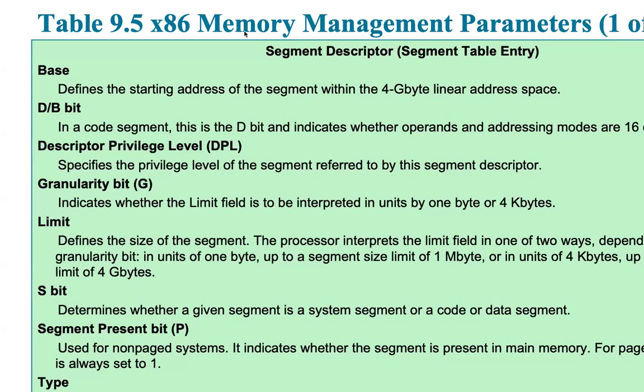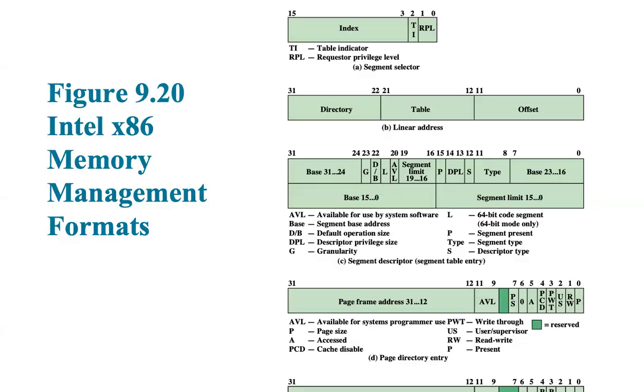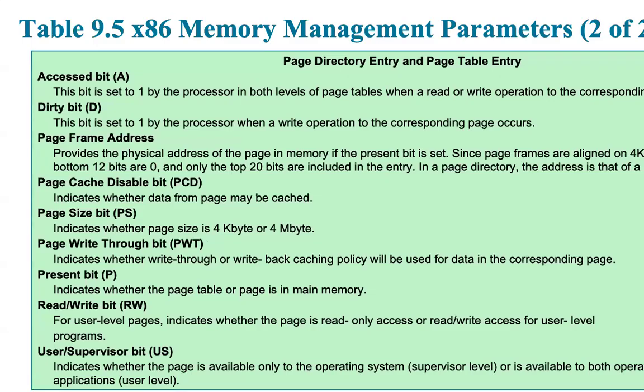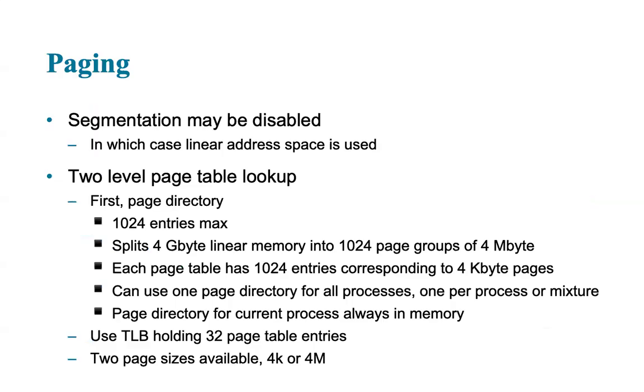So these are the x86 memory management parameters. You can see that this is now another area of complexity. We talked about cache, we talked about buffers, we talked about virtual memory, and now we talk about memory management and possible ways of doing that. And so that's the Intel approach of what they're looking at.